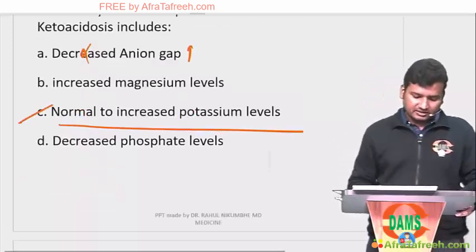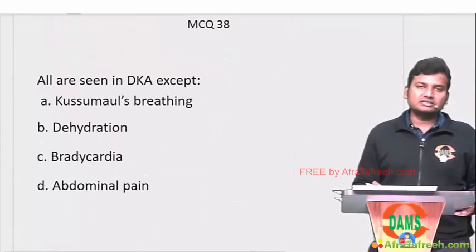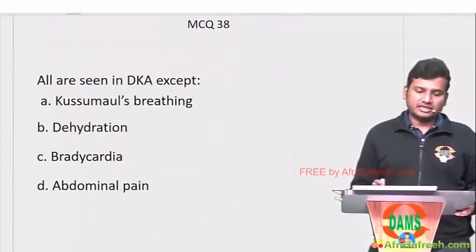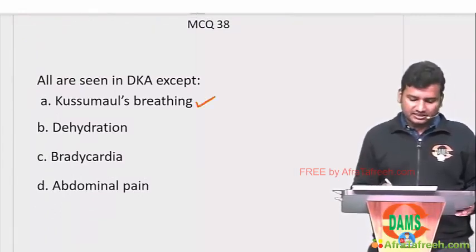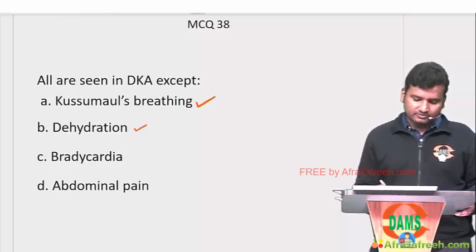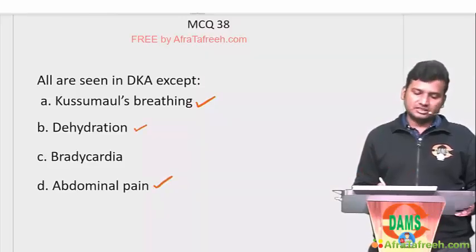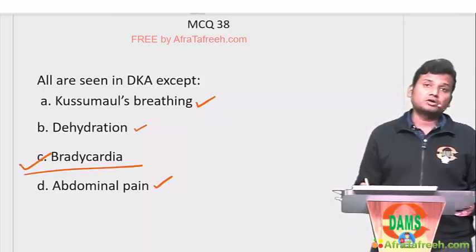Okay, answer is C. All are seen in diabetic ketoacidosis except... Smell of breathing is seen, dehydration is also seen, abdominal pain is also seen. Bradycardia is not a feature of diabetic ketoacidosis.